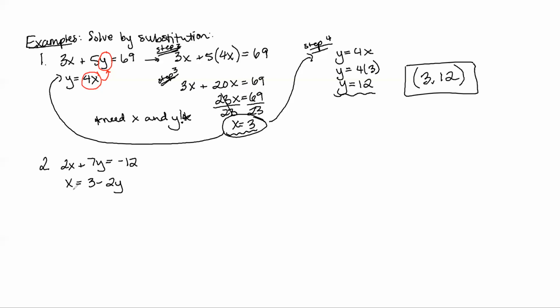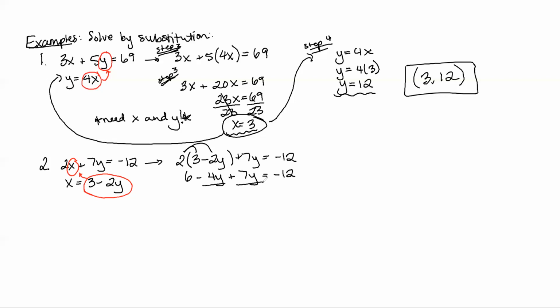So I'm going to take our expression for x and substitute it in for x in our other equation. So this one now becomes 2 times (3 minus 2y) plus 7y equals negative 12. And then we'll simplify and solve. So let's distribute. We get 6 minus 4y plus 7y equals negative 12.